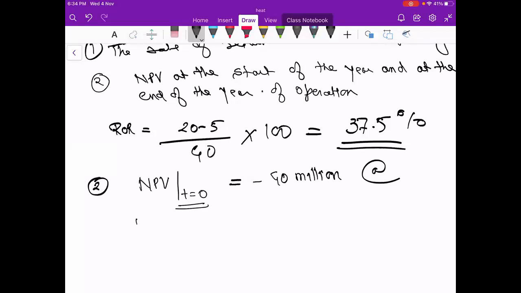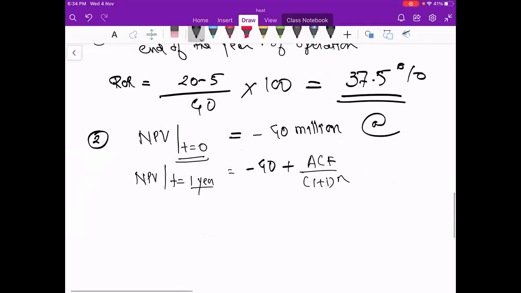Then they have asked NPV at time t equals to 1 year. Means 1 year NPV they have asked. So it will be minus 40 plus ACF upon 1 plus I to the power n. So first you can calculate the value of ACF. ACF will be how much profit you are getting.